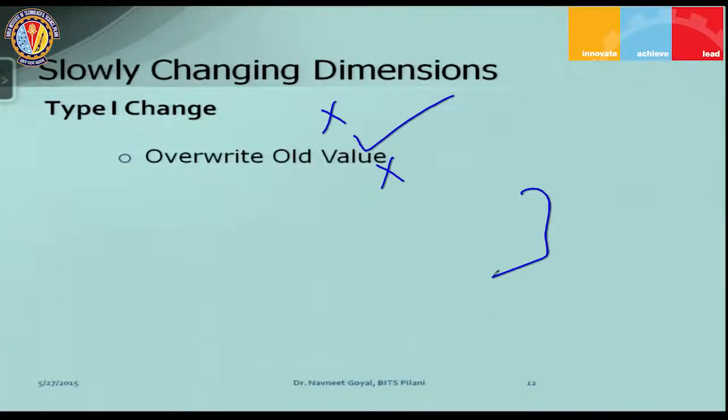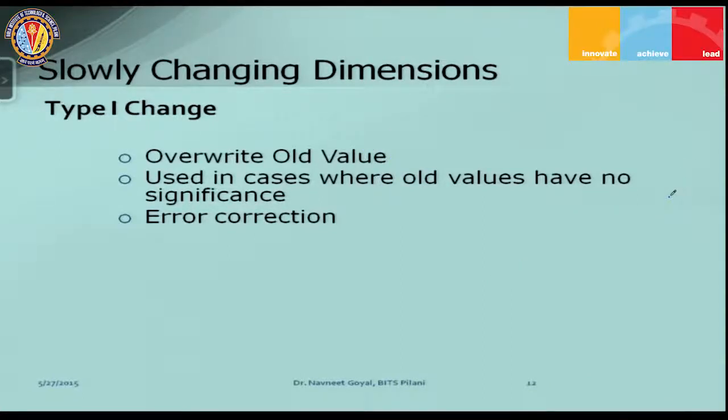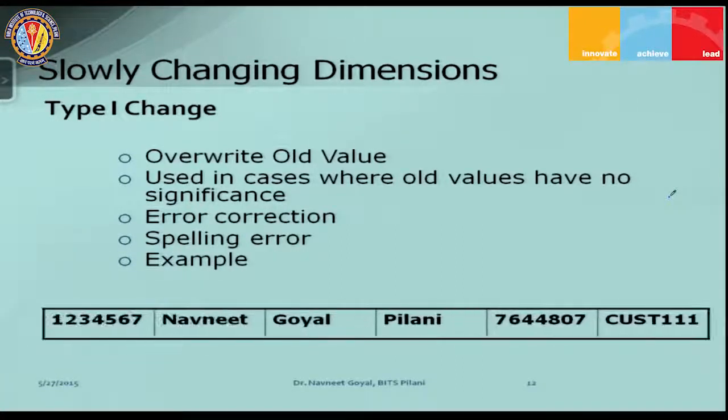So type 1 change: we overwrite the old value, and it is used in cases where old values have no significance. It is mainly used for error correction, and spelling errors, for example. Suppose this is a record in one of the dimension tables, and this is the phone number, and suppose this has changed. So what I'll do is strike it off and replace it with the new number. That's what I do in a type 1 change.